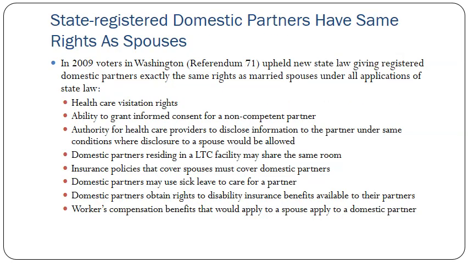These are rules regarding domestic partners. Domestic partners have the same rights as married spouses. Each domestic partner has visitation rights, is able to grant informed consent for a non-competent partner, has the same rights to disclose information, may share a room in a long-term care facility, and can take time off for the care of the other partner. Insurance benefits offered to spouses, disability service benefits, and workers' compensation benefits that would apply to a spouse may also apply to domestic partners.